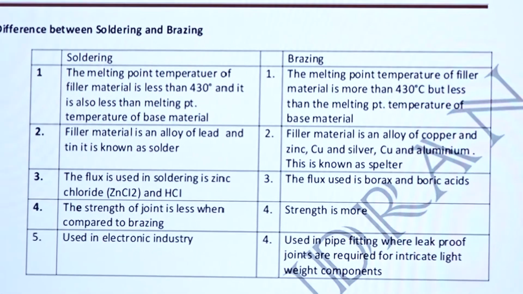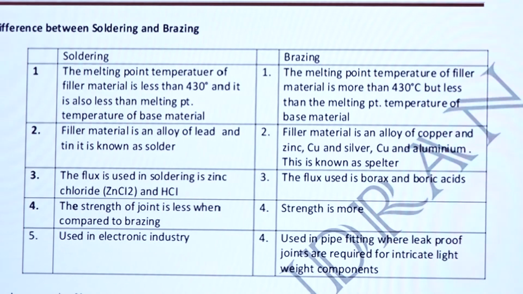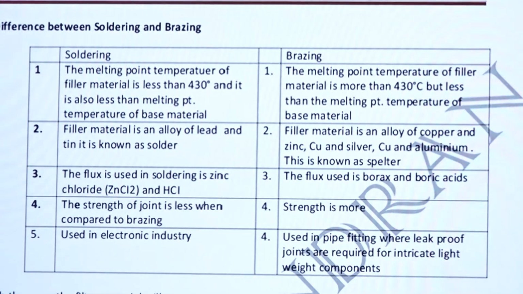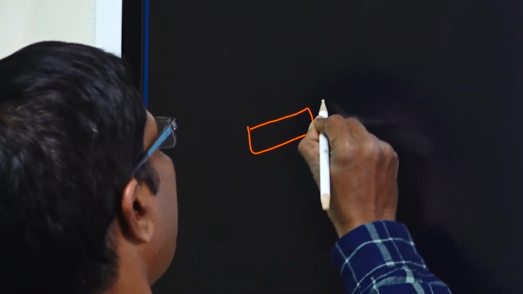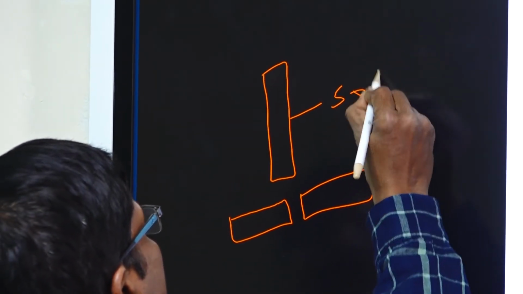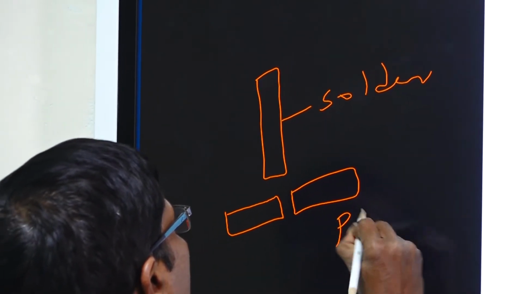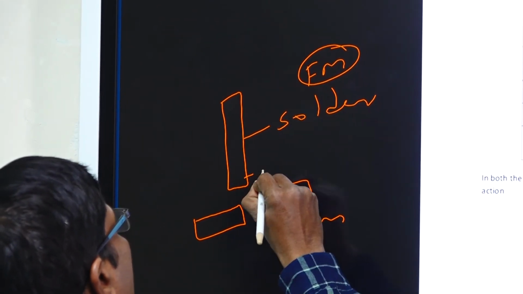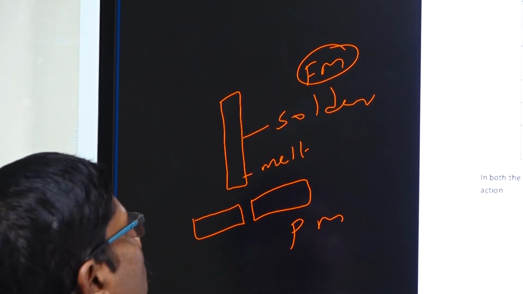Soldering is the process in which the parent metal is not melted, only the filler metal is melted. This filler metal is called solder, which is melted to connect the parent metal. So it has to be melted, and it is used to join.